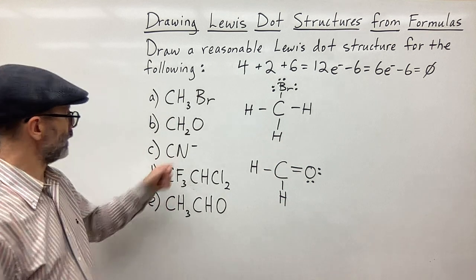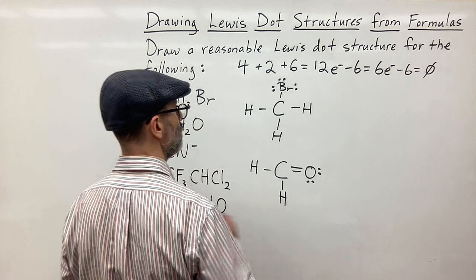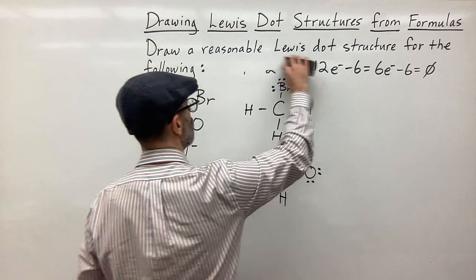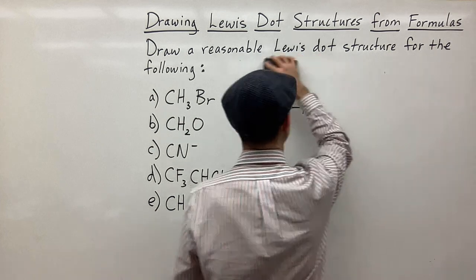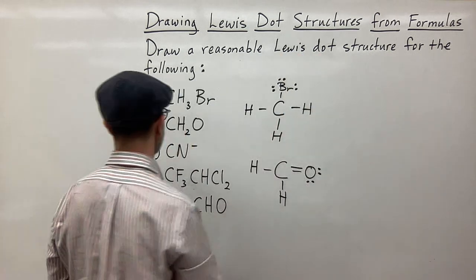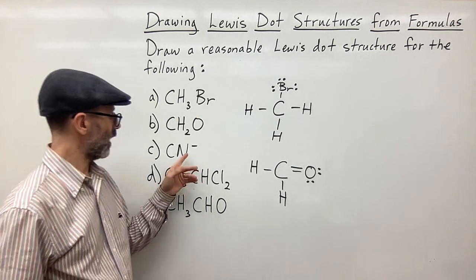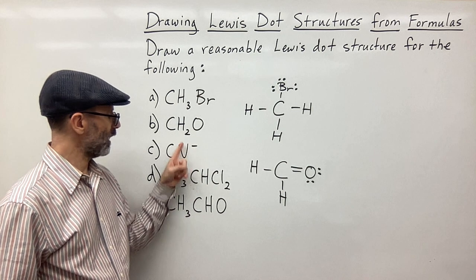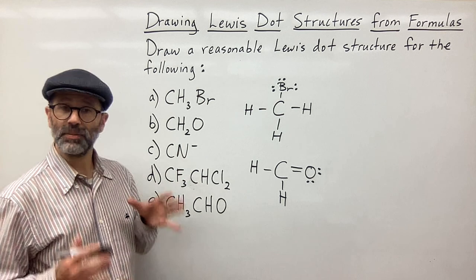Okay, let's try CN minus. So we have CN minus. So I'm going to erase this so I can start over. So CN minus, this is an ion. It's a cyanide ion. And we have this negative charge here. So we'll have to deal with that. So again, the steps are the same.